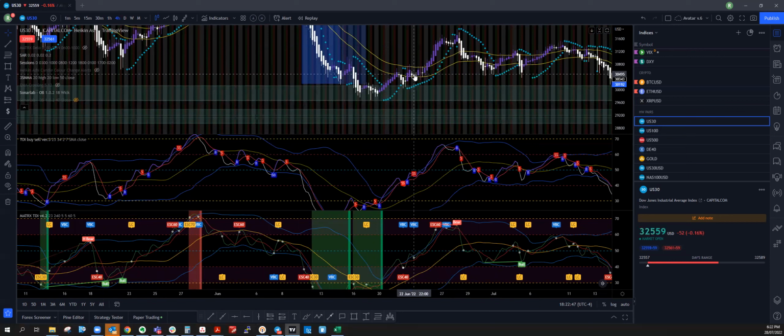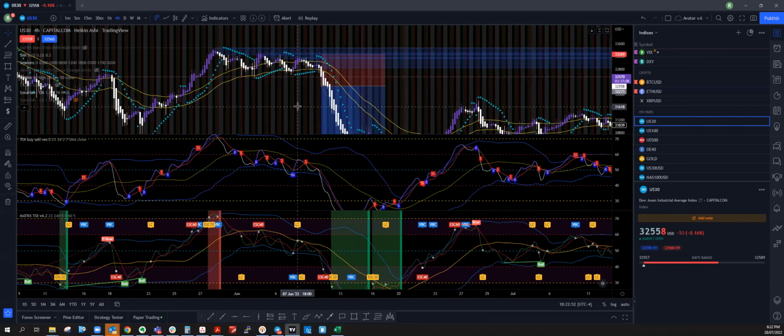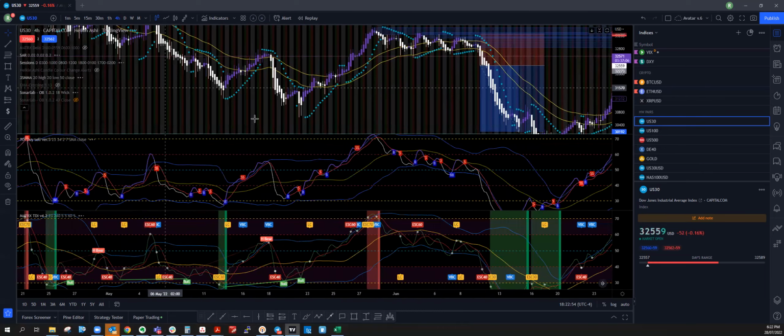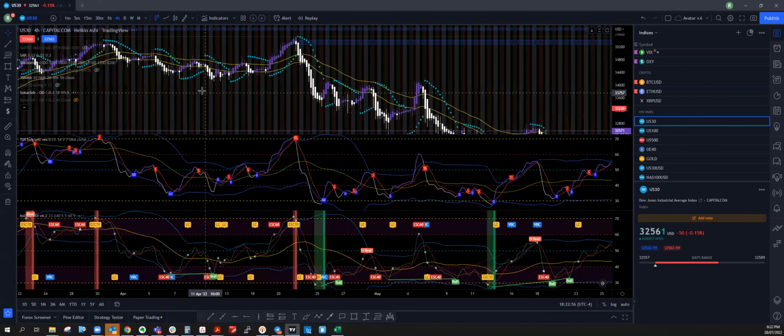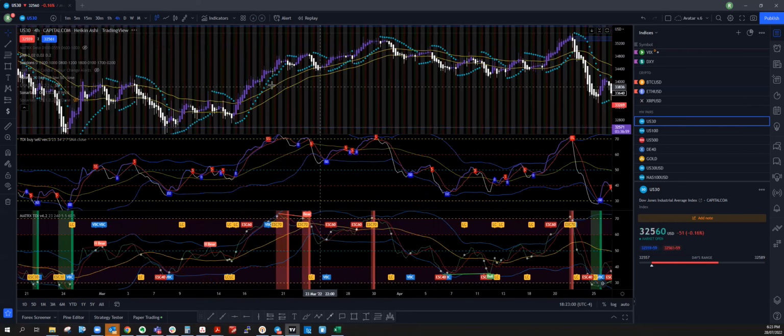Pretty much that is the avatar strategy for swing traders. It works on every time frame. Yeah, any questions?